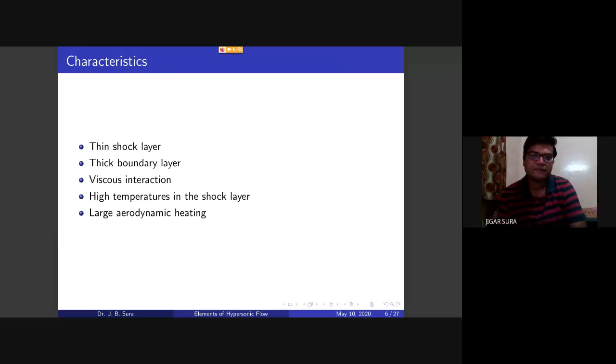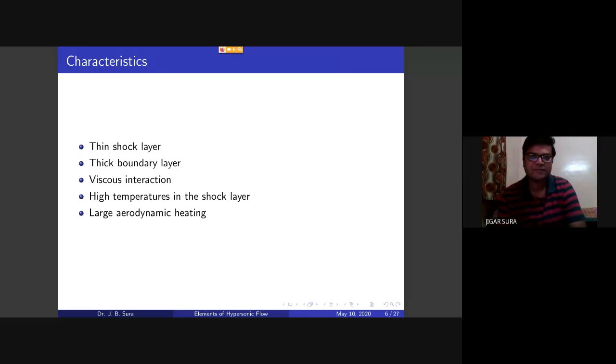So as I said, if you talk about air only, we can say Mach number 5 and above is hypersonic flow. But what if we are on Venus, Mercury, or Jupiter, where the gas composition is different? So the characteristic hypersonic flow is like this. You have a thin shock layer.